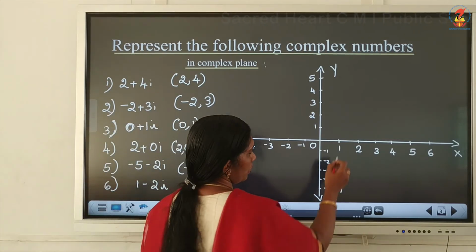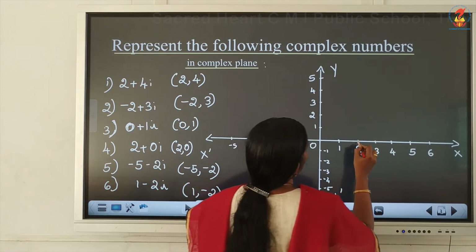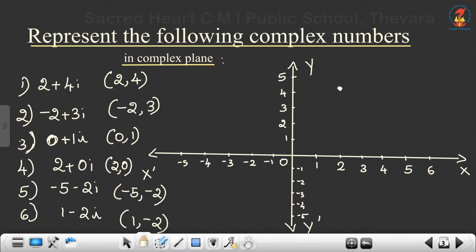(2, 4): 2 is on the x-axis, 4 is on the y-axis. So, we can represent (2, 4) here, that is A. So, A represents the complex number 2 plus 4i. Now, the next number, (minus 2, 3): minus 2 on the x-axis, 3 on the y-axis. So, it is somewhere here. Let that be B, that point is (minus 2, 3). So, it represents the complex number minus 2 plus 3i.